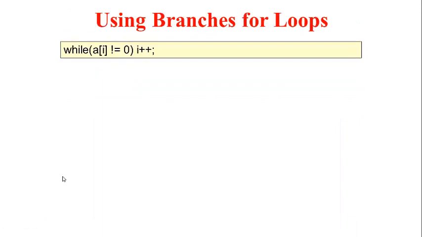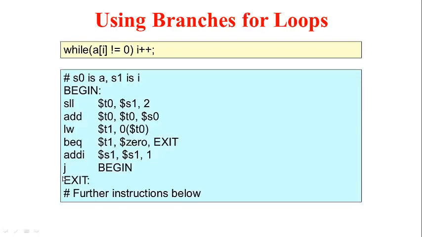Here is another exercise for you to test your understanding. Convert this while loop C code to MIPS assembly language. You can make assumptions as usual. Here is my solution. I begin the loop with a label begin, and then the first assembly language statement is a shift left logical. What do you think this does?